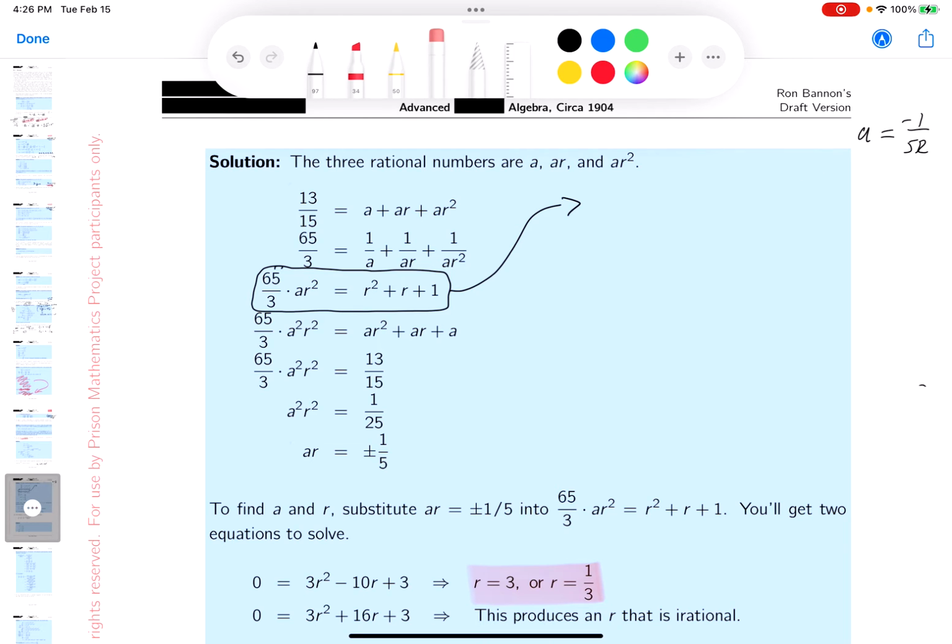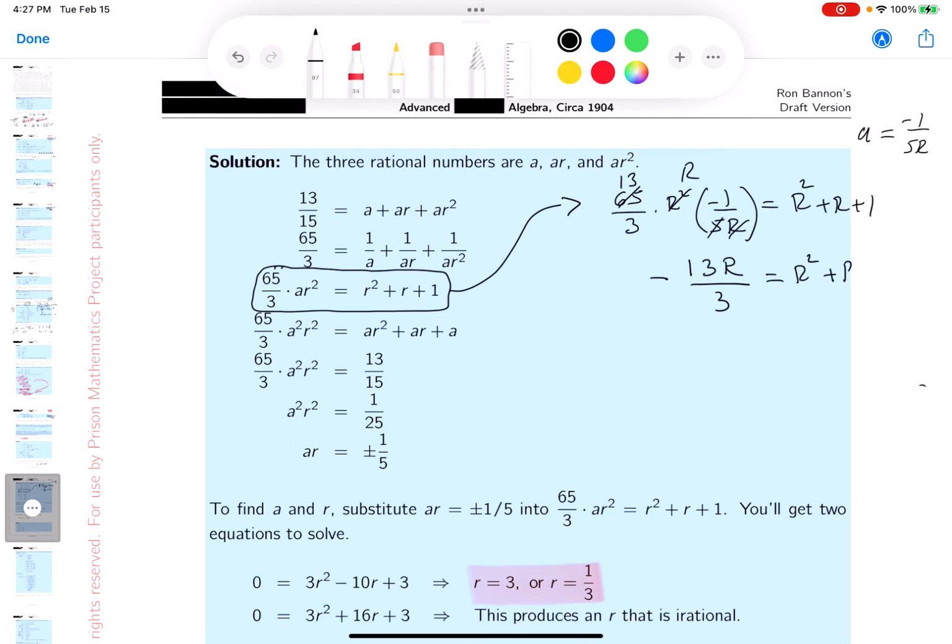Now let's do the minus 1/5R. Now, granted, you've got experience with this. So let's write this down. 65 thirds times R squared times minus 1/5R equals R squared plus R plus 1. Well, it's really the same story. We're going to reduce 13, and you can get R here. So you can get 13R over 3, but minus. Then you get R squared plus R plus 1.